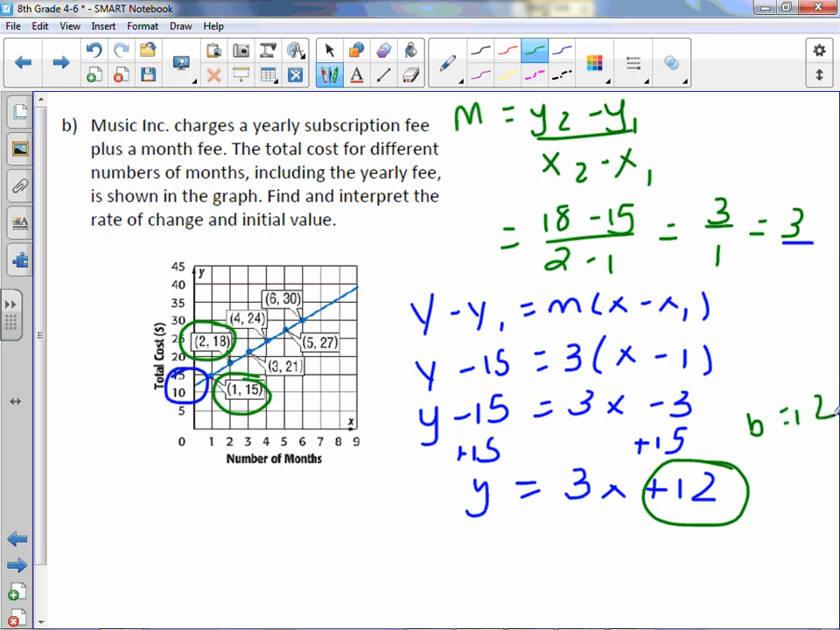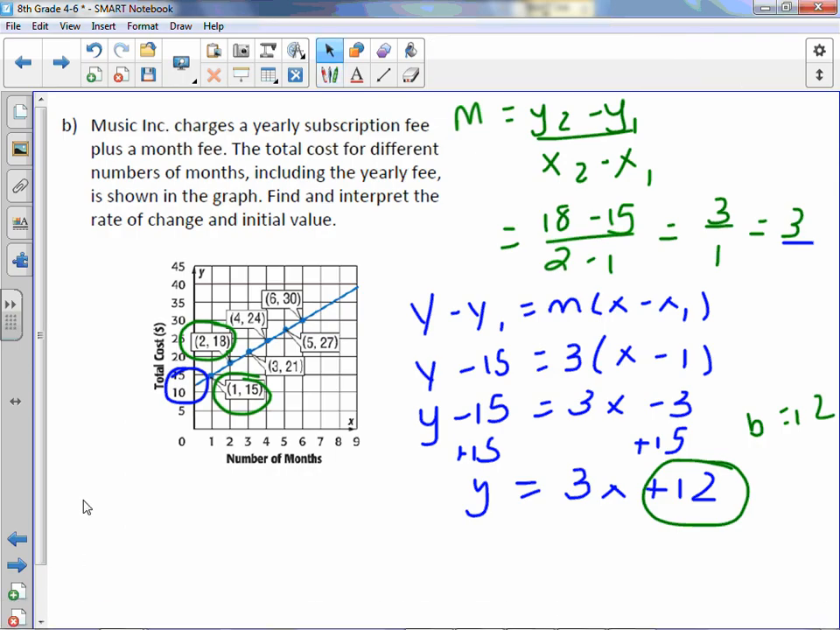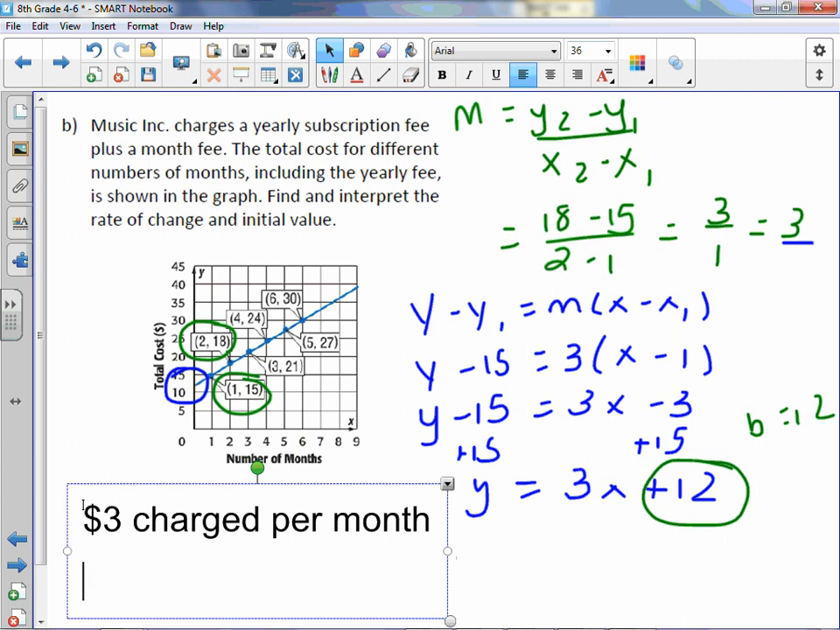Now that we have our 2 values, we can interpret them for this problem. So our 3 is our slope, or rate of change, which means $3 is charged per month. And then 12, which is our y-intercept, represents our annual fee of $12.